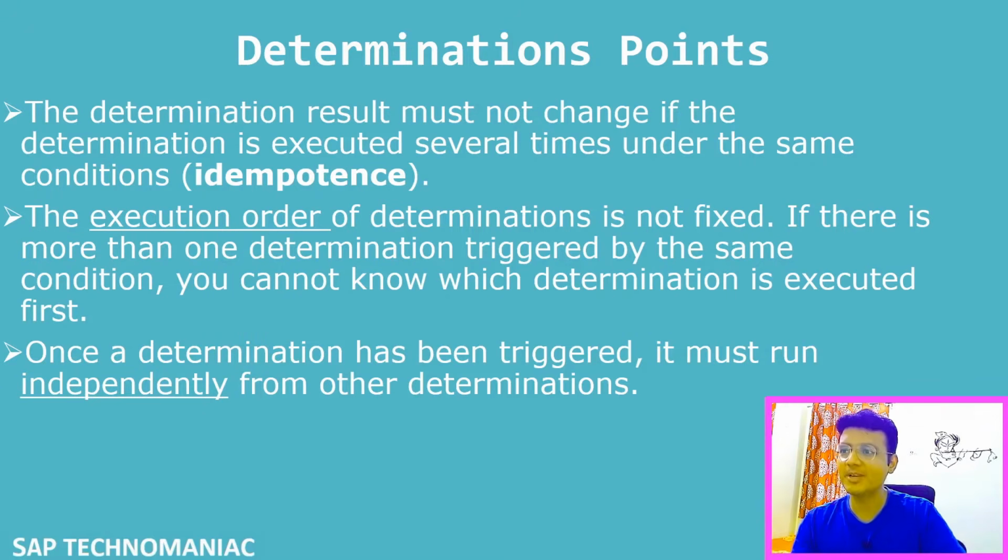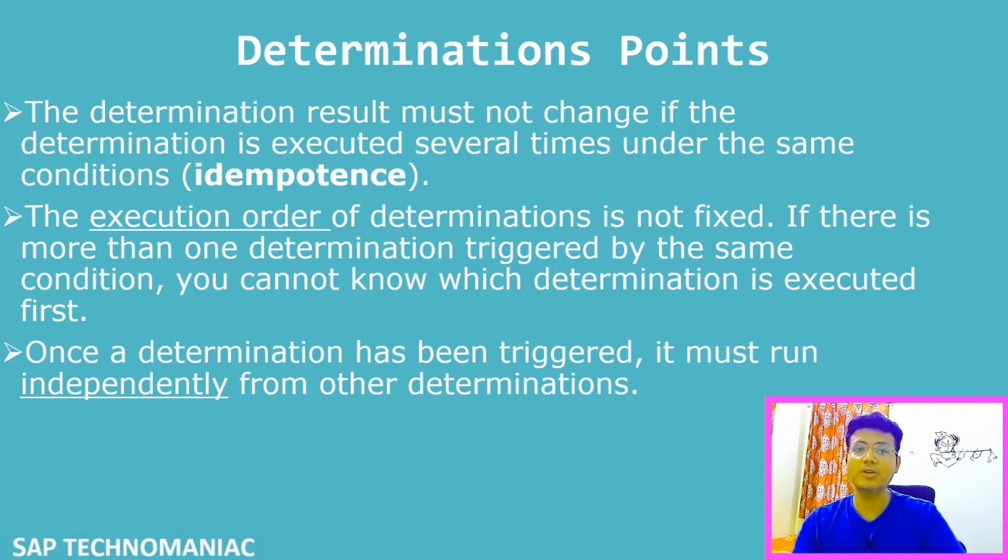The pronunciation may be different. So what that means is, if the determination is called multiple times under the same conditions, then the result should be the same. It will not change each time. So the determination result must not change when the determination is executed several times under the same conditions. You have to make sure of that whenever you are defining or calculating the determination.